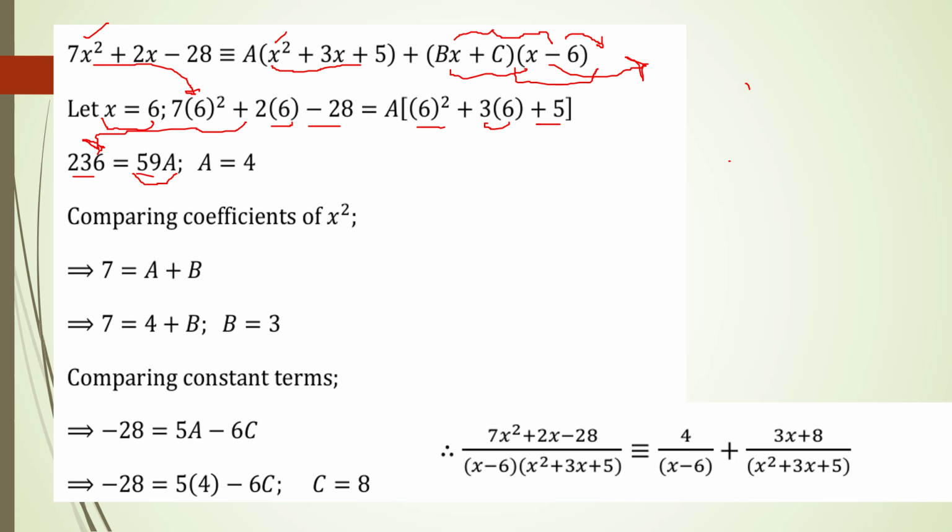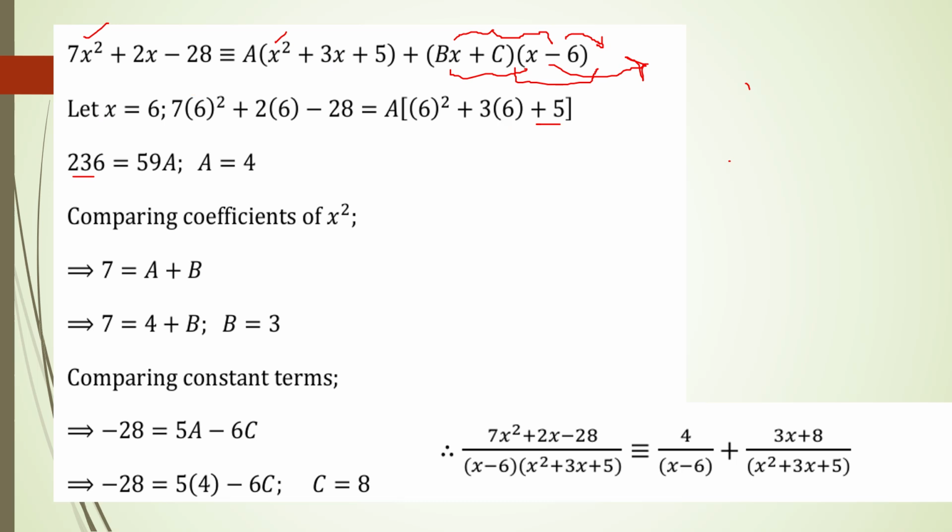So if I divide throughout by 59 to make a the subject, I also divide this side by 59. I'm going to end up with a value of a equal to 4. I hope you have understood that. Now the other examples, we are going to solve them by equating coefficients of x squared.